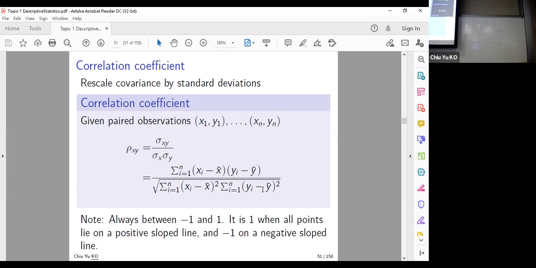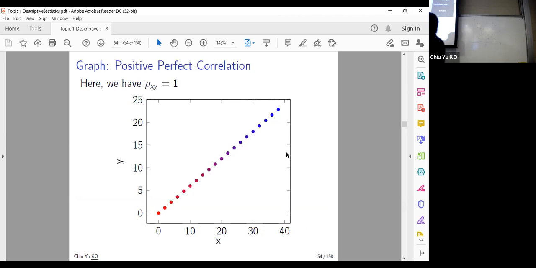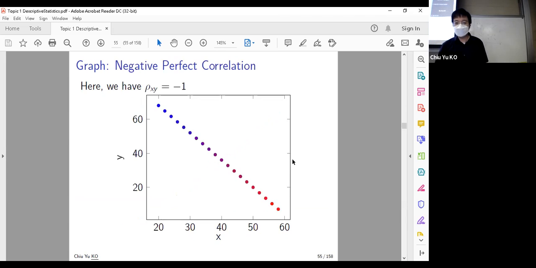How to prove it? Just a standard Cauchy-Schwarz inequality, but we don't care about math here. So this must be between -1 and 1. That means in particular, a picture will give you some idea. When it's 1, it's exactly a straight line with positive slope. If -1, it will be exactly a line sloping the other way.